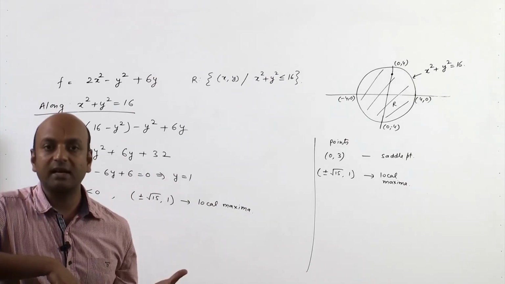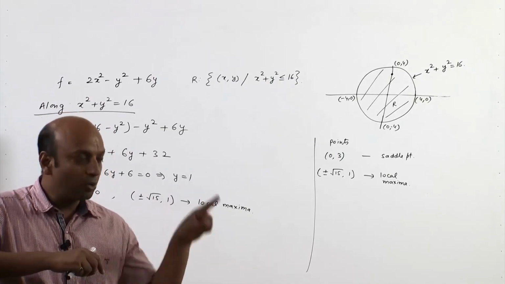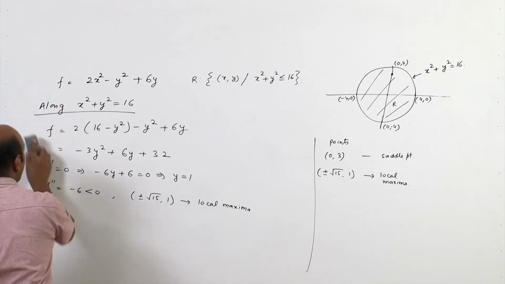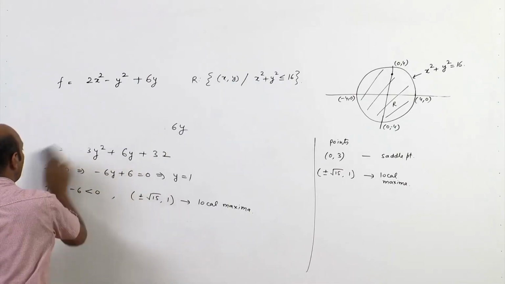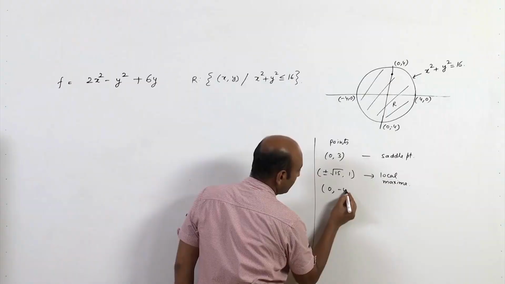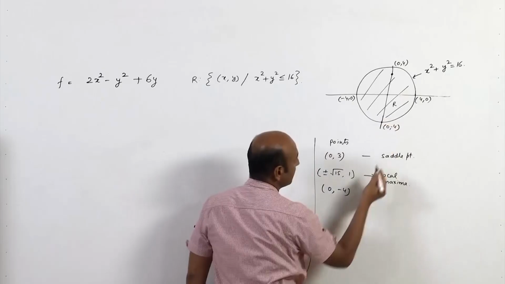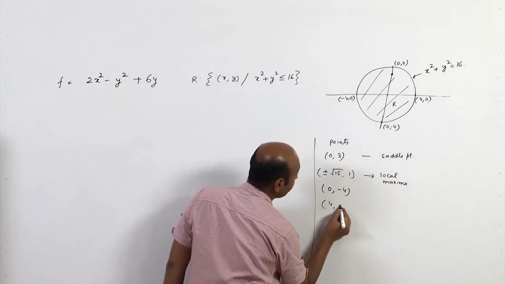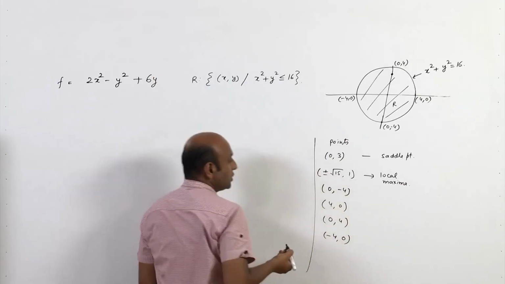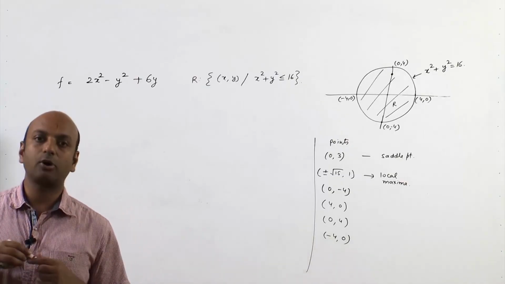The boundary may be a circle, a rectangle, a triangle, or some other shape. You have to move along the boundary of the region, and then you have to find f at all the vertices. Now, here you have the point 0 comma minus 4 where this circle intersects the y axis, then 4 comma 0, then 0 comma 4, and then minus 4 comma 0. So, these are all the possible points where the function may attain maxima or minima.